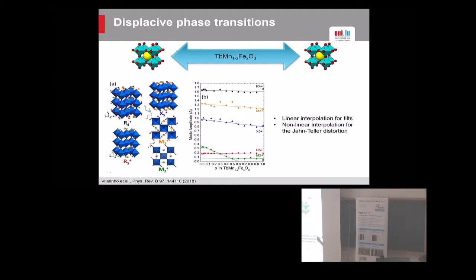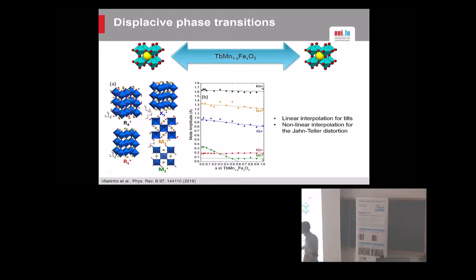You see this time it's an in-phase tilting. You have this Jahn-Teller, this M2+, that's really a deformation of the octahedron, and then you have some secondary modes. So instead of just plotting some kind of atomic coordinates, you directly plot them into this special coordinate system. And you get these kind of things for the whole composition range.